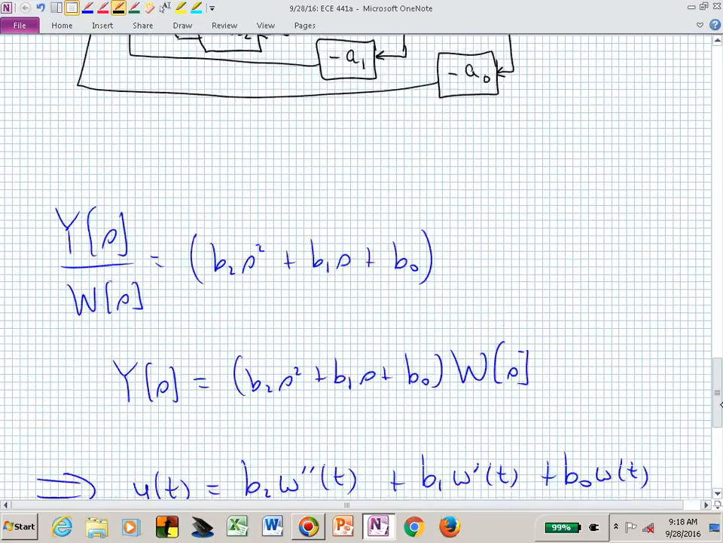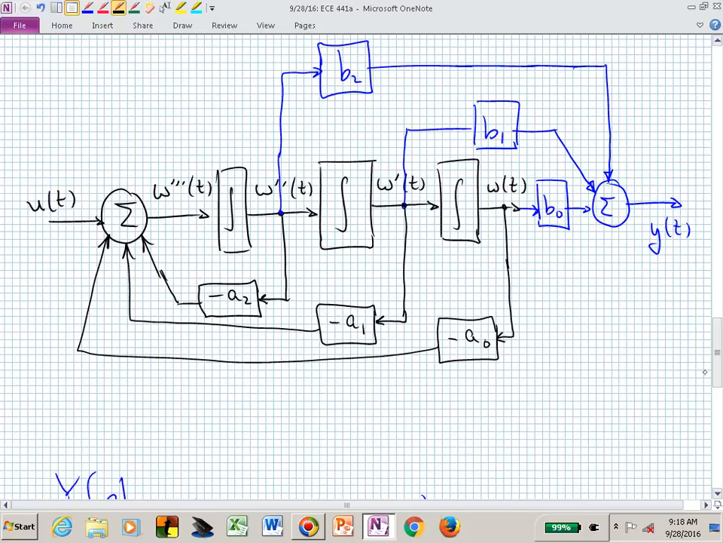And what's the strategy for producing a state space representation from an all-integrator block diagram? How do we do that? So now we simply label the outputs of our integrators as state variables. And I'm going to label this one as x sub 1. And this is x sub 2. And this is x sub 3.